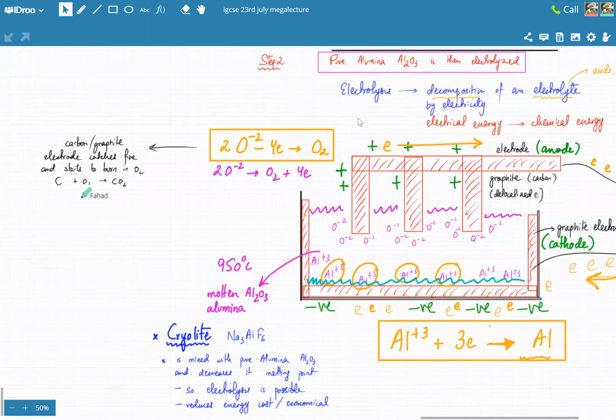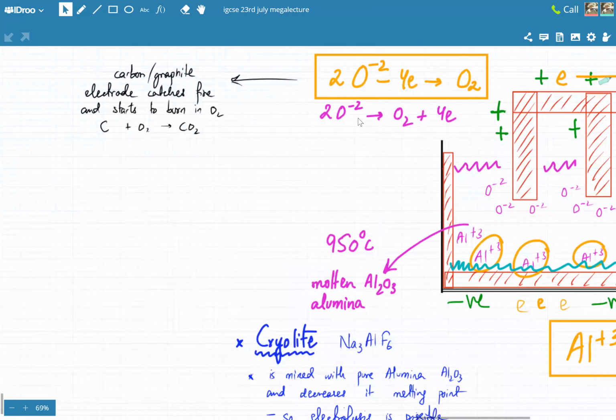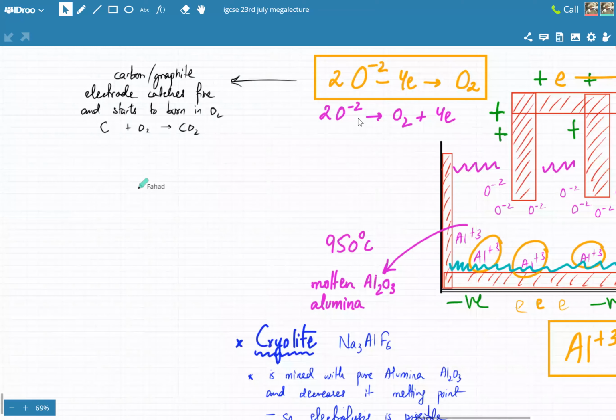replaced, because oxygen gas is produced on it, and the oxygen gas starts reacting with the comb-like structure because it's made out of carbon. So the carbon starts to burn. So the anode has to be replaced at regular intervals, because it gets used up, it forms carbon dioxide. Okay, is this clear? Is this clear?